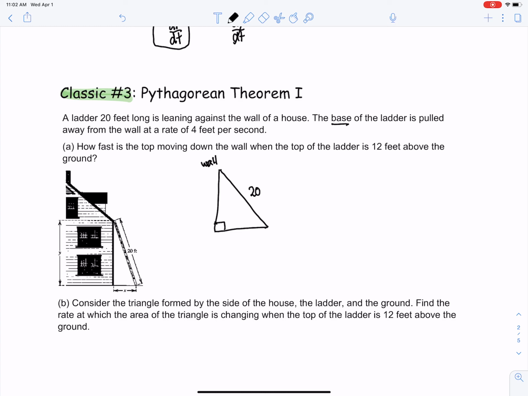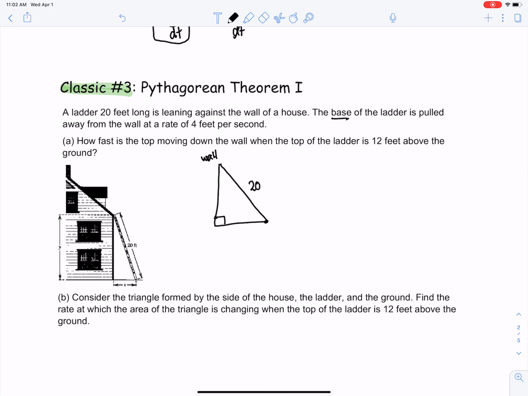Now the base of the ladder, so here's the base of the ladder, is being pulled away from the wall, so it's moving outwards this way, which is causing the ladder to slide down the wall this way. And the base of the ladder is being pulled away from the wall at 4 feet per second. So if this variable x represents the distance from the wall to the ladder, the rate of change of the base of the ladder with respect to time would be 4 feet per second. And I would use a positive value to represent that because this x is getting larger with respect to time. So I'd use a positive 4 to represent that.